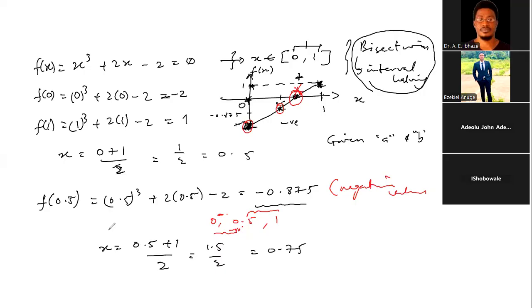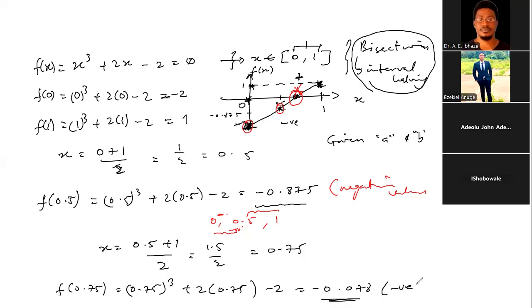Does that make sense? So then we figure out the function at 0.75, which would be 0.75 cubed plus 2 into bracket 0.75 minus 2, which will give us minus 0.078. This is still negative. So it means we now have 0, 0.5, 0.75, then 1. At this point, the function is negative, so we cannot take these two points. That is where, if you look at the condition, the product of this and this should be less than 0, right? That's what we are literally trying to play with now.